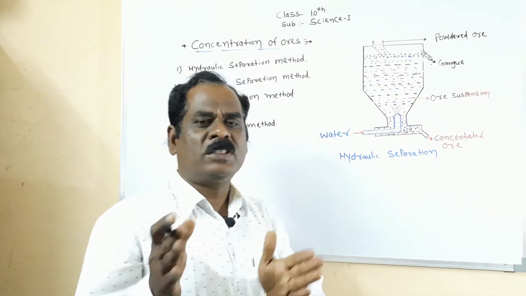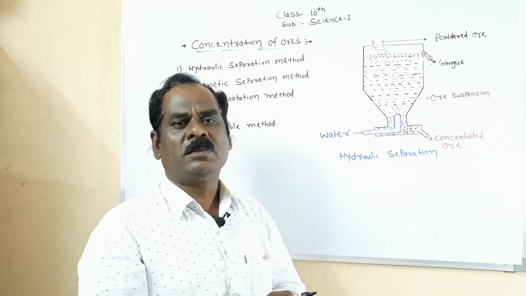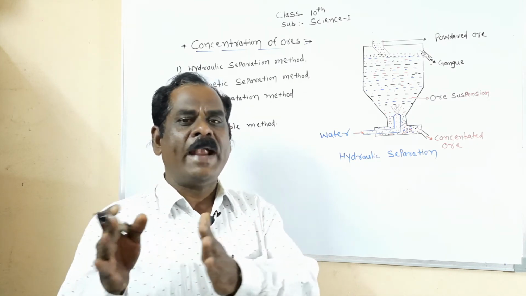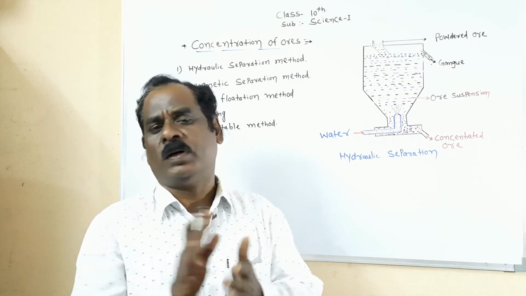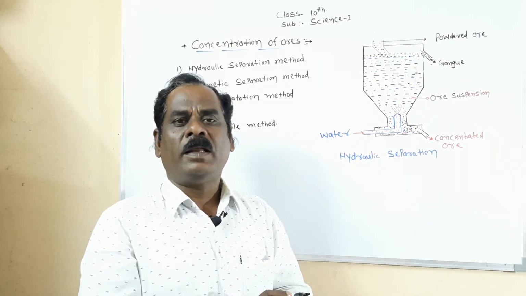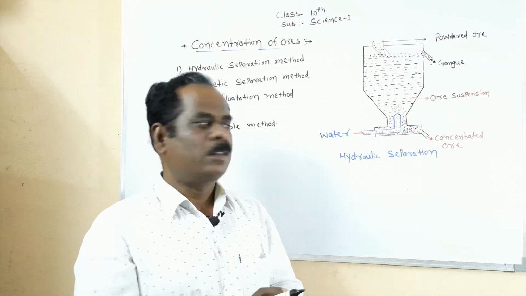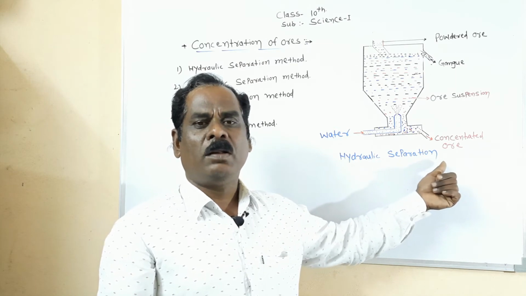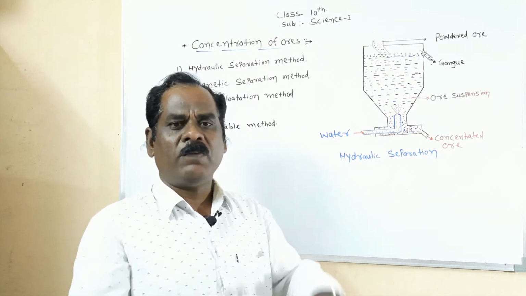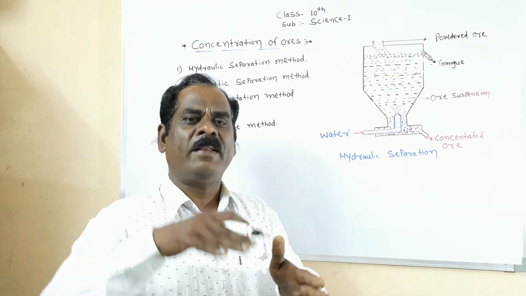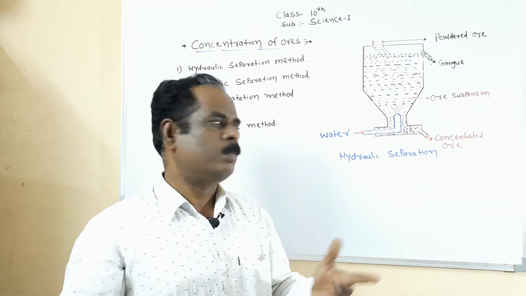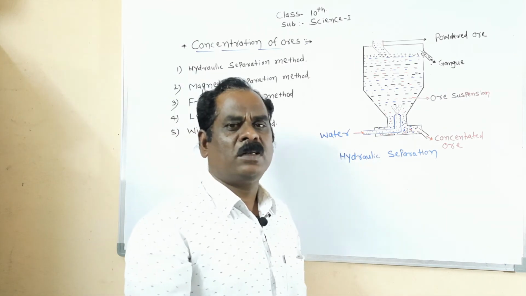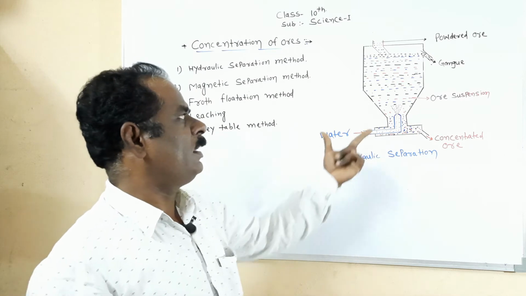The ore is concentrated by the hydraulic separation method. In this method, the heavy particles and lighter particles are separated from the ore by gravitational force. It means that the hydraulic separation method depends upon gravity, because the heavy particles settle at the bottom and the lighter particles are removed. Therefore, this method mainly depends upon the gravitational method. Now, what is the structure of this gravitational separation container?